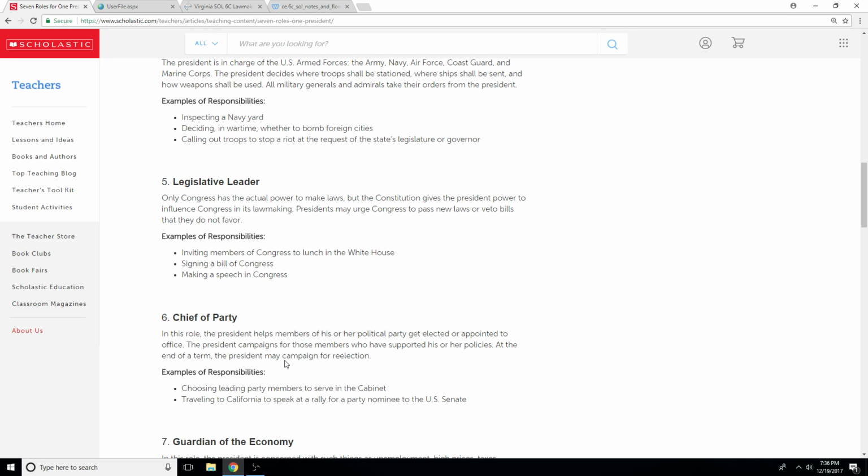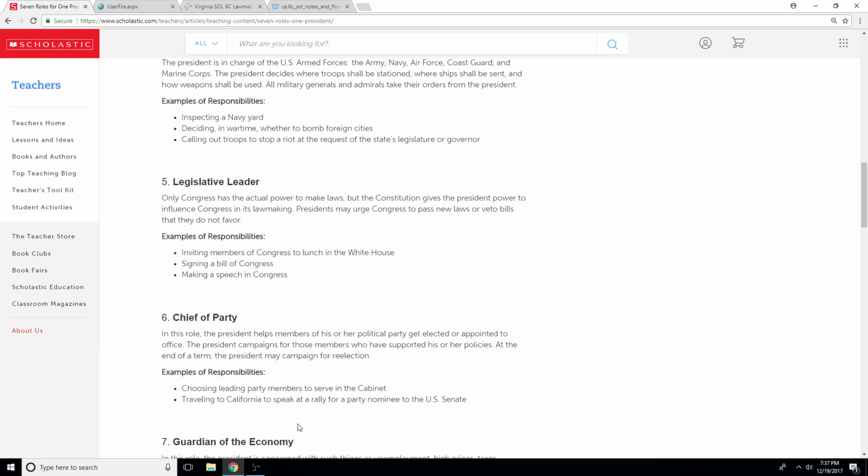Chief of party. It's when he's helping out his own party. So see, choosing leading party members to speak at a rally for a party nominee. Anything where it mentions his political party, keyword, political party, telling you what you can focus on. It might not say political party, it might say Democrat, it might say Republican, something like that. Where he's helping somebody else get reelected or helping the party raise money, something like that, he's acting as chief of party.